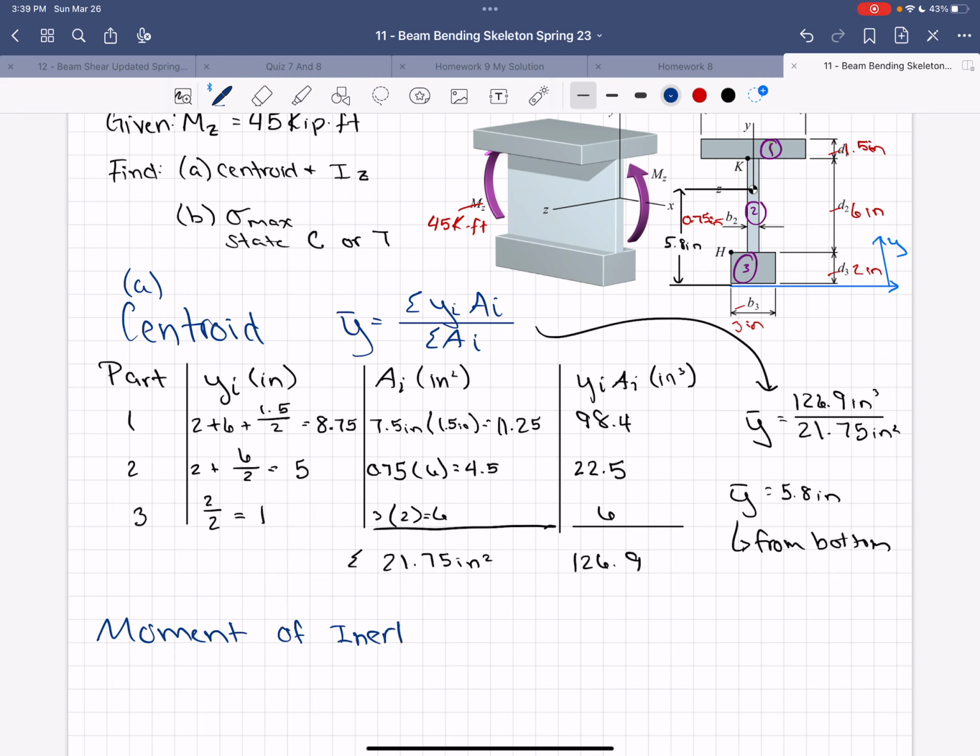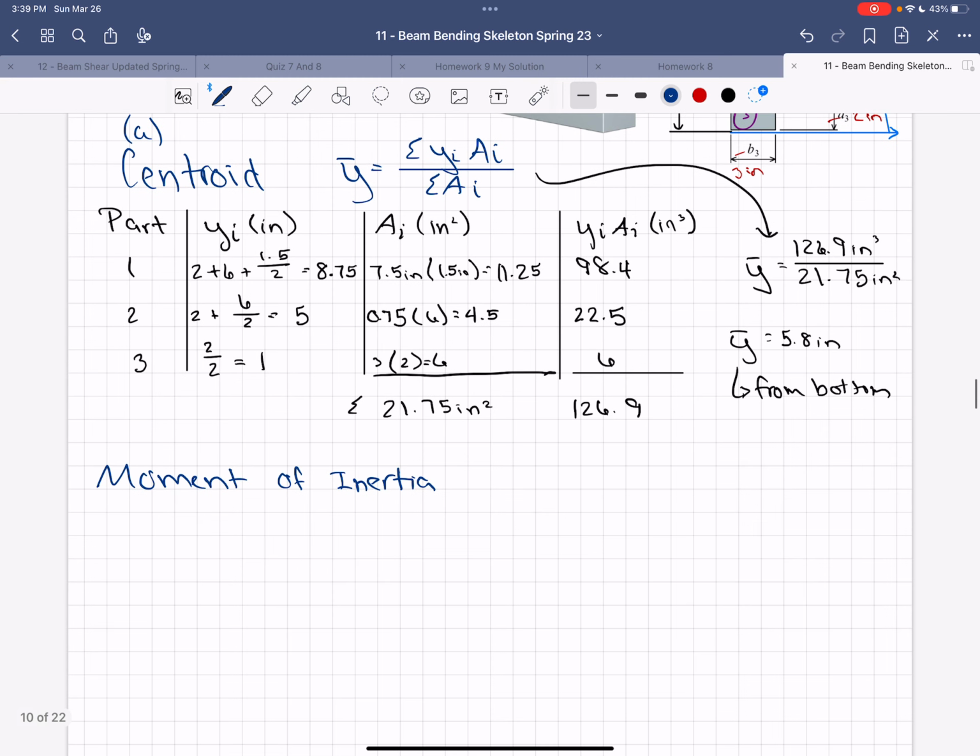And here we use the parallel axis theorem. So we're going to make another table. Same 3 parts, part 1, 2, and 3. We need the moment of inertia of each part about its own centroid. That's I bar. That'll be in inches to the 4th.